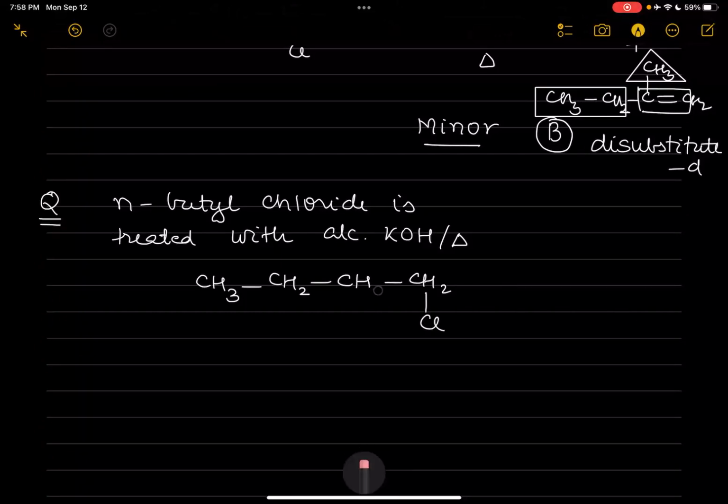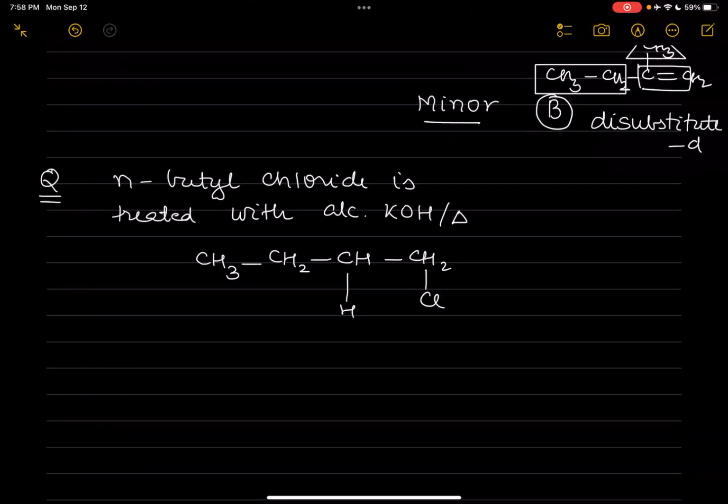This is the Cl, and there is only one hydrogen on that side because only one side is having carbon. Is it clear? No carbon on the other side. So you have no two options available, just a single option. You can remove HCl with alcoholic KOH and heat. You will get just one butene, but-1-ene.